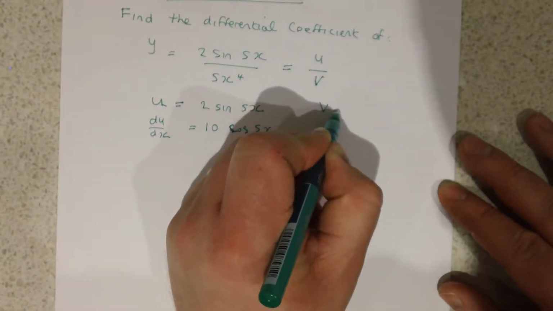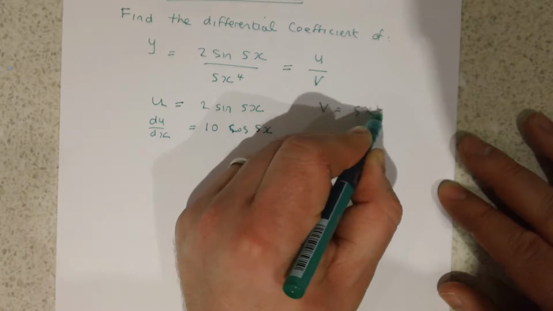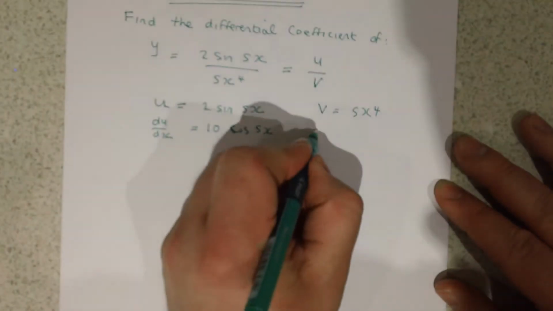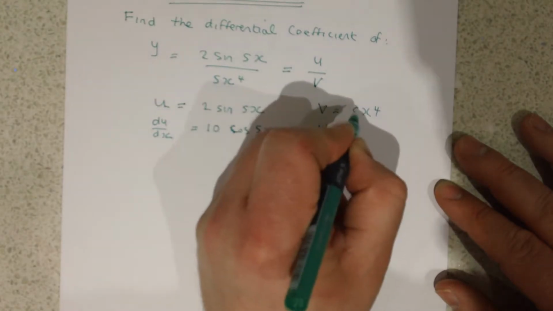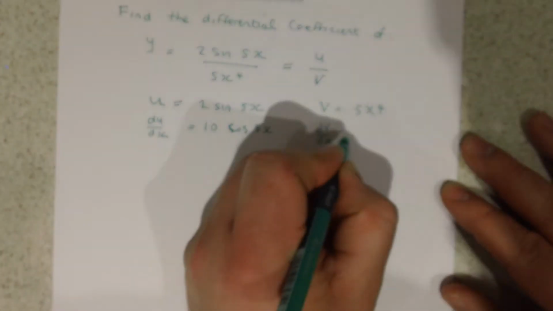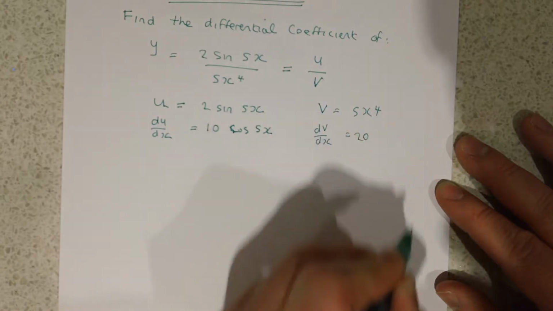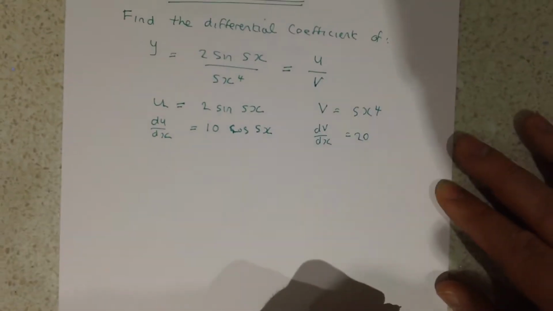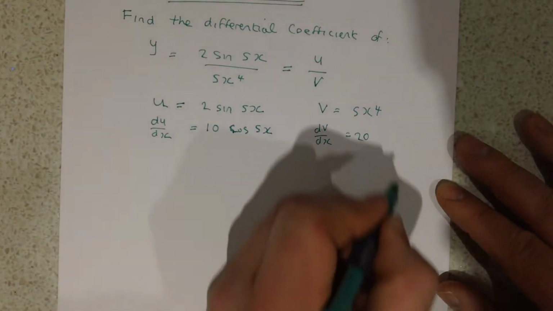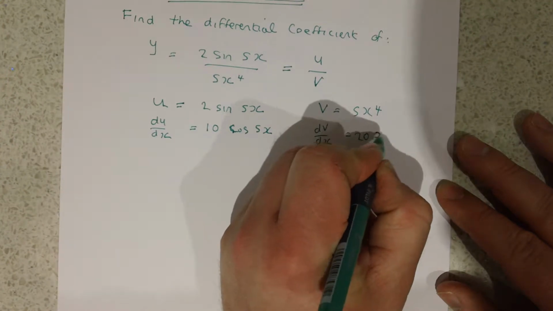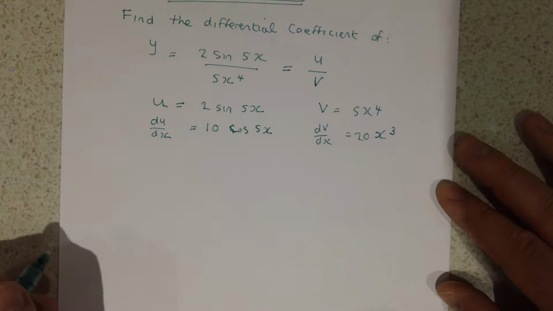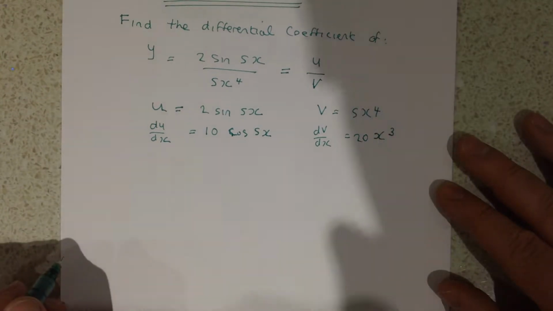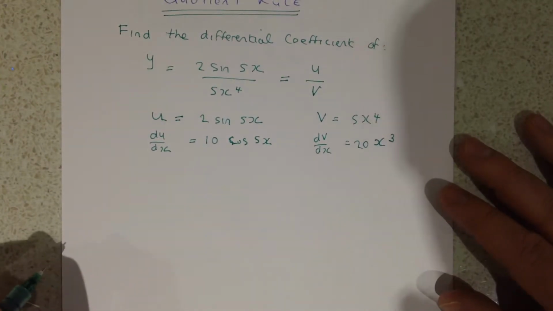And if v is equal to 5x to the power 4, dv by dx: our 4 comes down, multiplies by the 5, and we get 20 times x to the power 4 minus 1, 20x cubed. So that's the basic differentiation done.